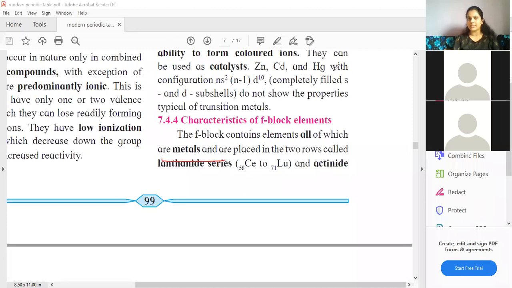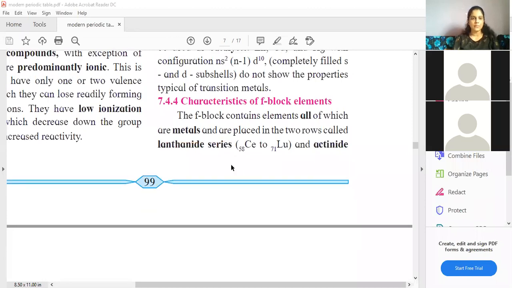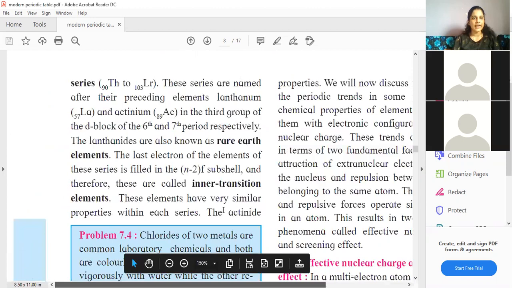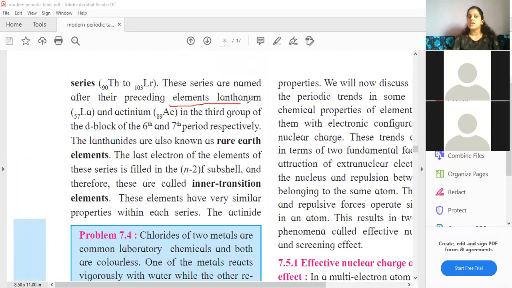All of them are metals. So if you want, you can mark this point. Let's move ahead. It is written over here that these series are named after their preceding elements. So in the lanthanide series, the first element is lanthanum, and in the actinide series, the first element is actinium. So the series name is based on the first element.